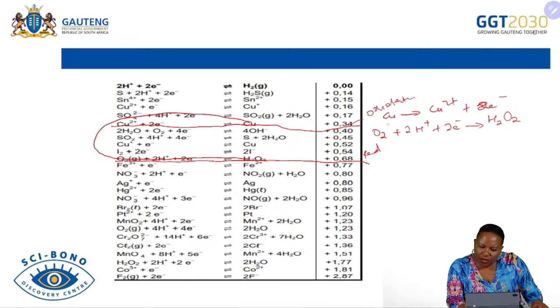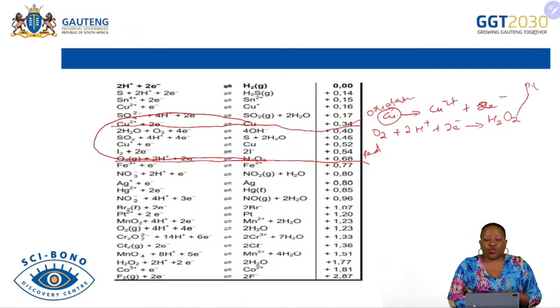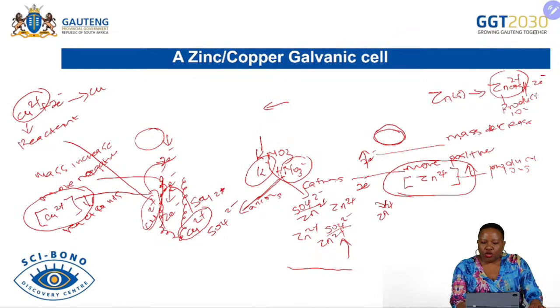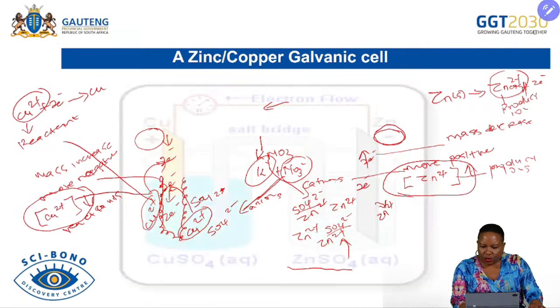Immediately when you look at this cell, you can see that this one doesn't have any electrode. So what comes into your mind is that when I write the cell notation, I must include platinum here so that it can assist this electrode to function. So let's look at the questions.